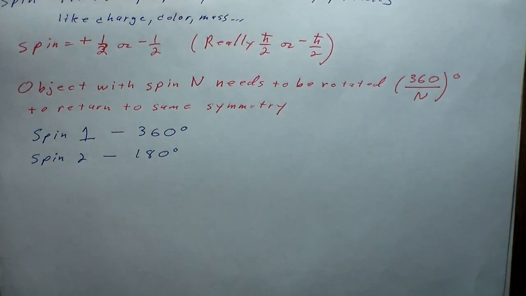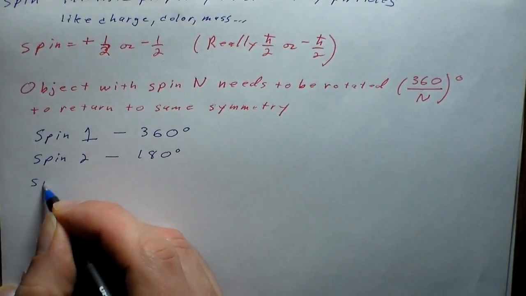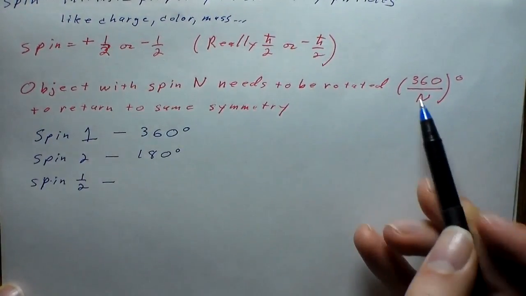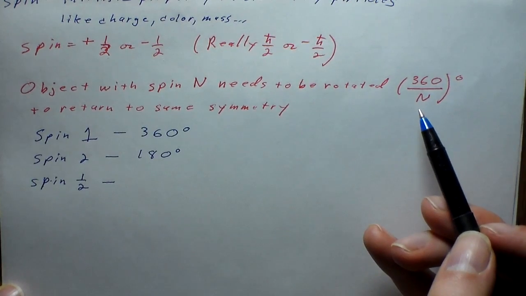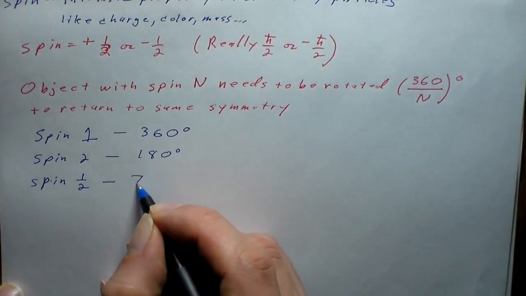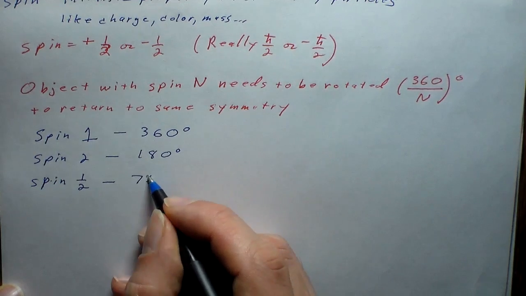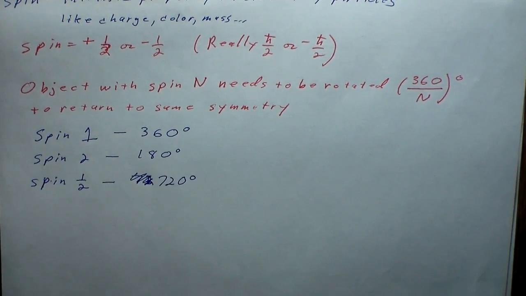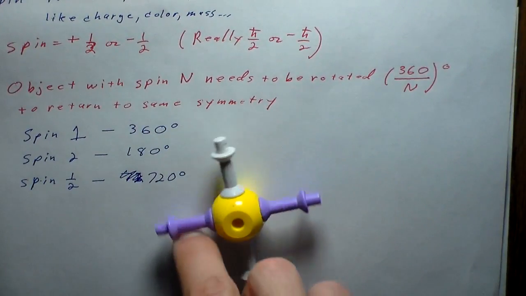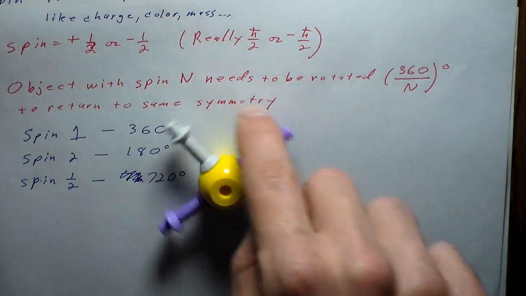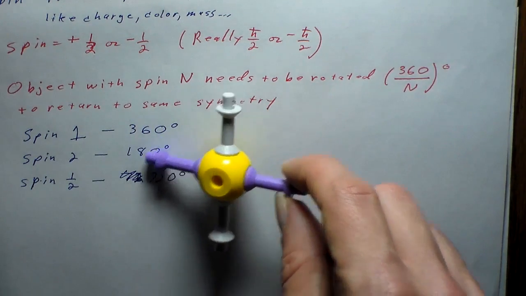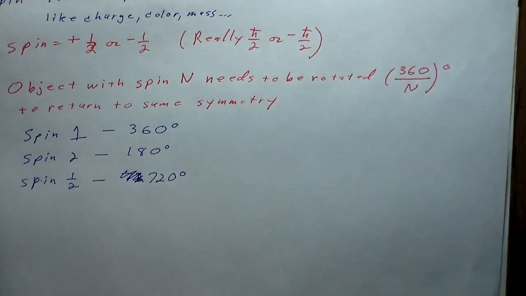Okay, now if we just extend this, a spin 1/2 object would be 360 divided by 1/2, or 360 times 2, which is 720. Now, that is a bit of an oddball object because we don't have any normal things that, if you rotate them by 720 degrees, return. Obviously, if I rotate this around by 720 degrees, it's going to look exactly the same, but that doesn't count because it's not the minimum number of rotations.